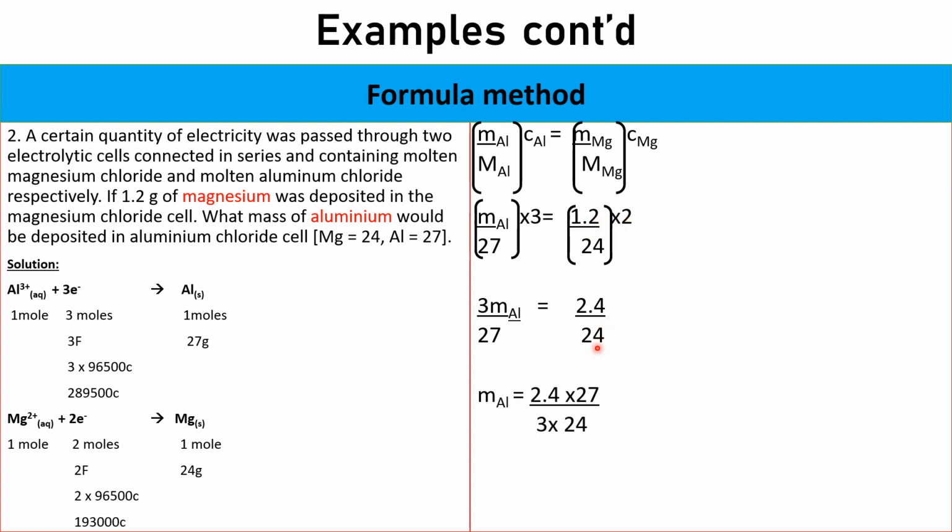So make mass of aluminium the subject of the formula, and you are going to have what? 27 times 2.4 divided by 3 times 24. Product of this will give you this, product of this will give you this, and the mass of aluminium deposited will be what? 0.9 gram. So the answer that we have here is not different from what we had when we used the equation method.